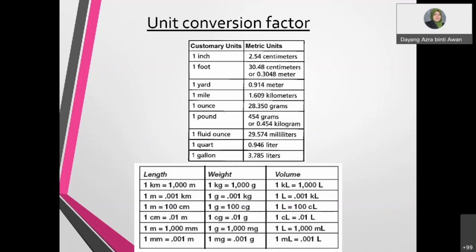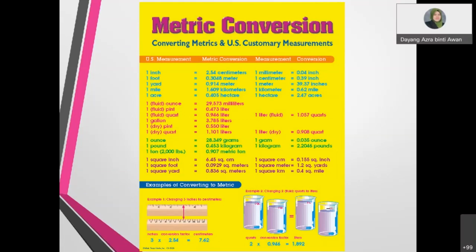So this is the unit conversion factor. 1 inch is equal to 2.54 centimeters and so on. This is how you convert from one unit to another unit. The other metric conversions given by the US customary measurements are also the same.